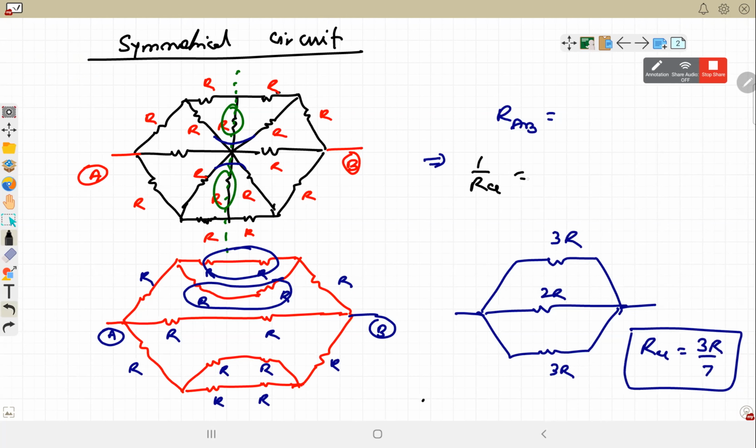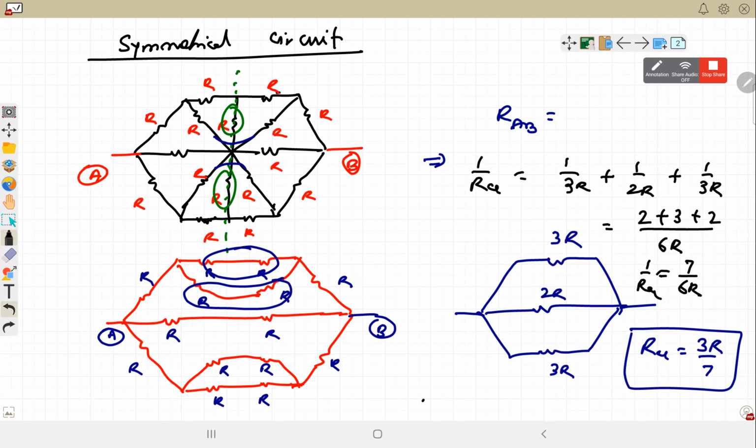1/R equivalent is 1/R1 plus 1/R2 plus 1/R3. So this becomes 2 plus 3 plus 2 over 6R, which is 7/6R, 1/R equivalent. So it is 6R/7. Yes, sir.